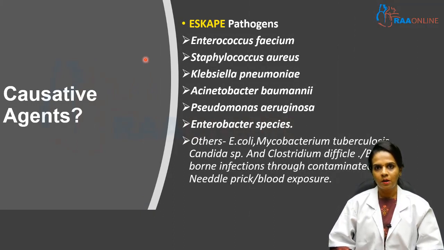Moving on to the causative agents. The pathogens more likely to cause healthcare associated infections are categorized as ESCAPE pathogens: Enterococcus faecium, Staphylococcus aureus, Klebsiella pneumoniae, Acinetobacter baumannii, Pseudomonas aeruginosa and Enterobacter species. Other infections in the hospital environment are caused by E. coli, Mycobacterium tuberculosis, Candida species and Clostridium difficile. Bloodborne infections are transmitted through contaminated needle pricks and contaminated blood and body fluid exposure.